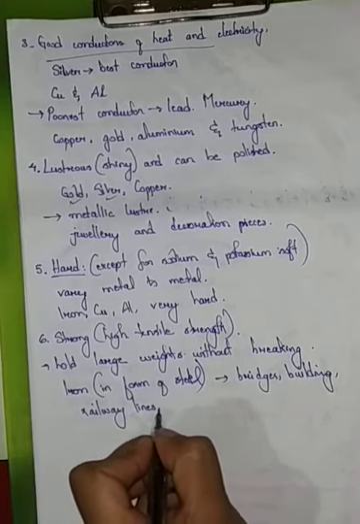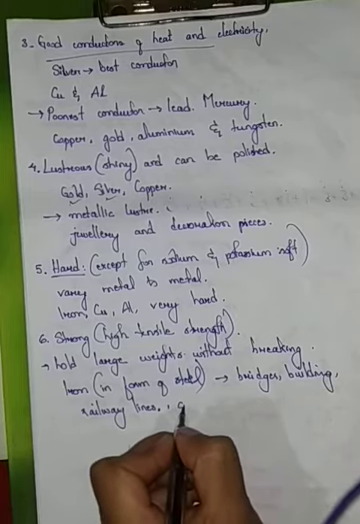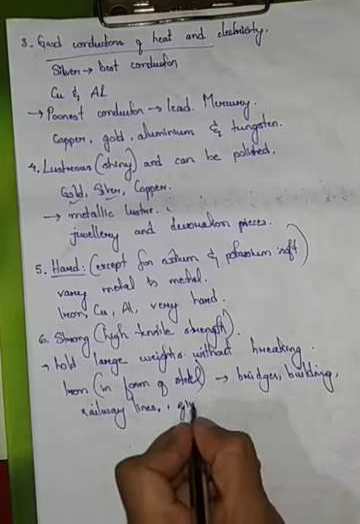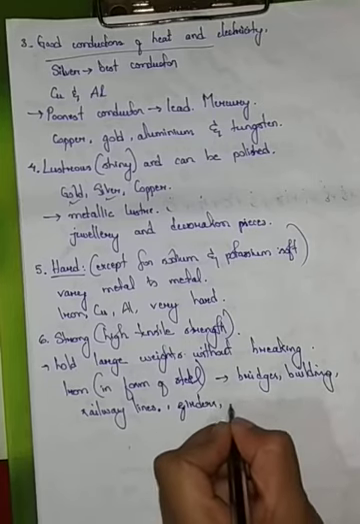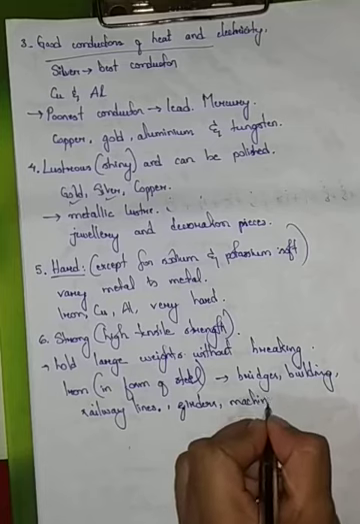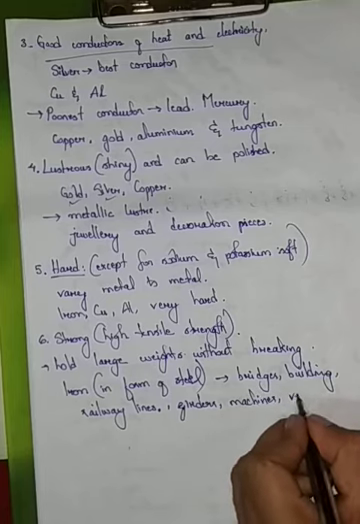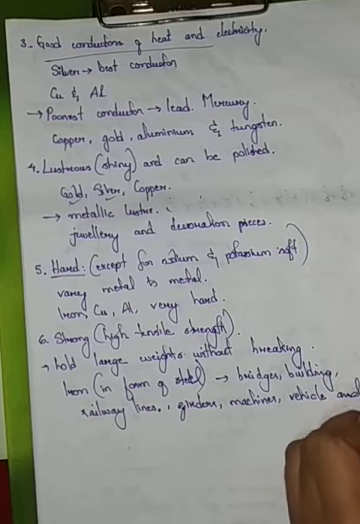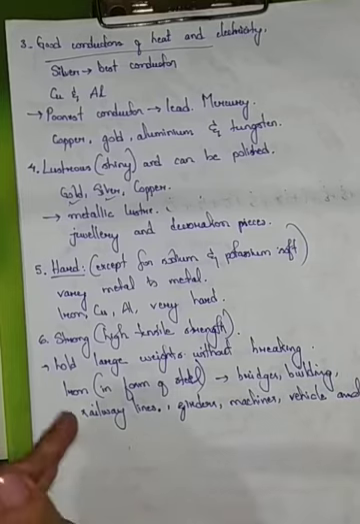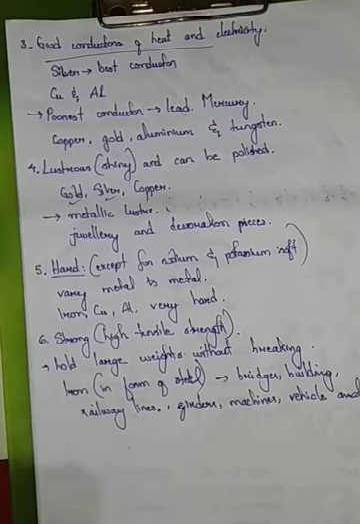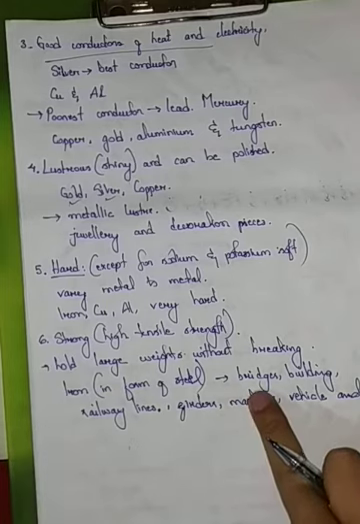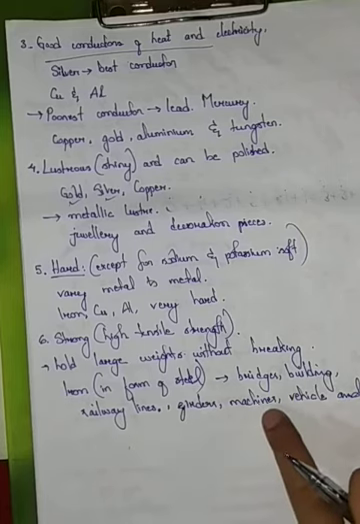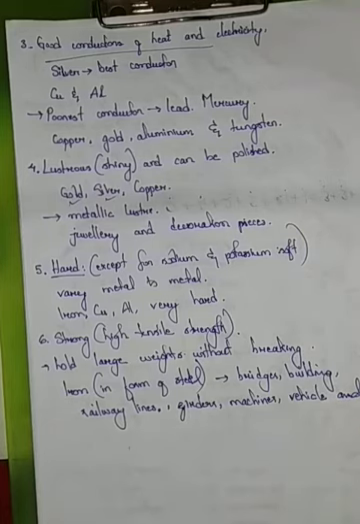We also have cutters, machines, and even vehicle parts and chains, etc. Since iron in the form of steel is a very strong metal, it is used for building bridges, building houses, railway lines, cutters, machines, vehicles, and chains.